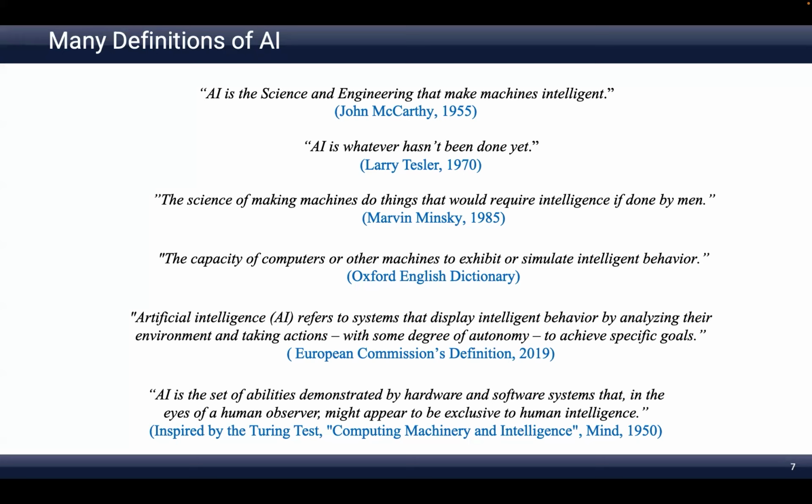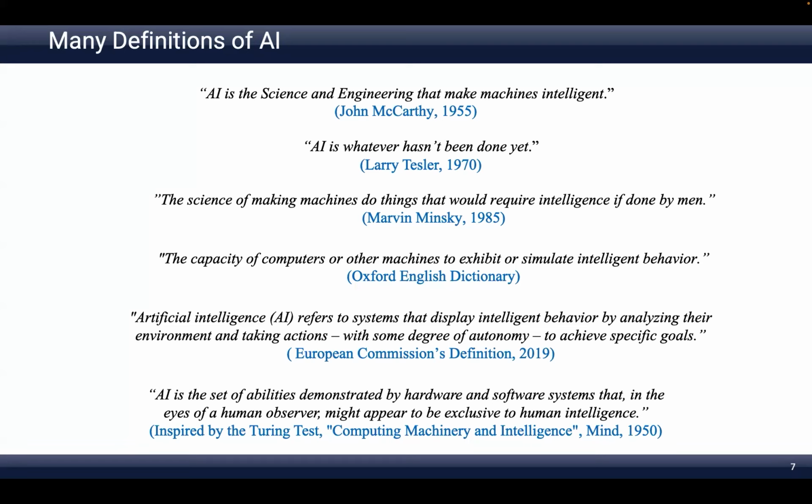And this is encoded into this statement by Alan Turing in his paper. AI is the set of abilities demonstrated by hardware and software systems that, in the eyes of a human observer, the interrogator in this case, might appear to be exclusive to human intelligence. All right, so this is, roughly speaking, the scenario.